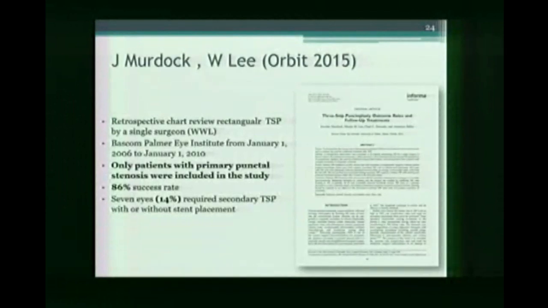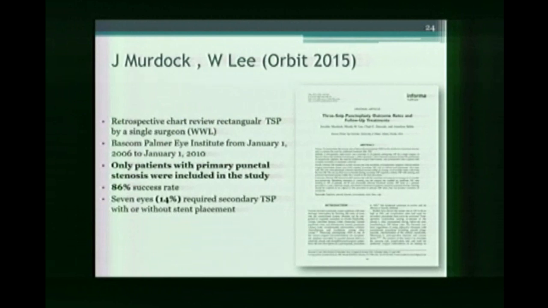Jennifer Murdoch and Wendy Lee from Bascom Palmer reviewed almost 50 patients, all done by the same surgeon, Wendy Lee, and they published their results in Orbit 2015. They had a strict inclusion criteria in which only patients with primary punctal stenosis were included. So no canalicular, no common canalicular, no whatever. They had a success rate of 86% with the rectangular 3-snip procedure alone.